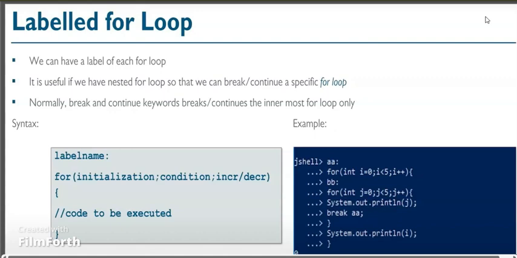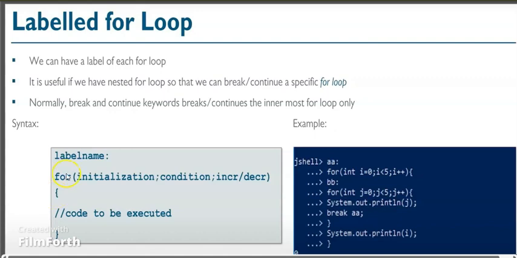There are some keywords that are mostly used, and we'll discuss those keywords afterwards. Normally break and continue are the keywords, and they affect the innermost for loop only. So this is the basic syntax of a labeled for loop.